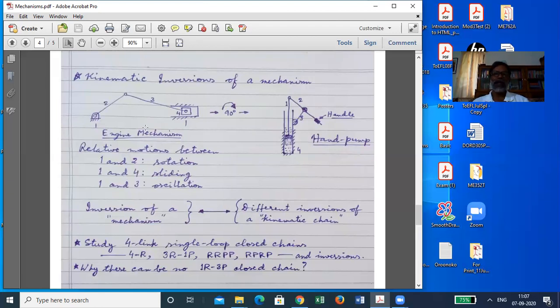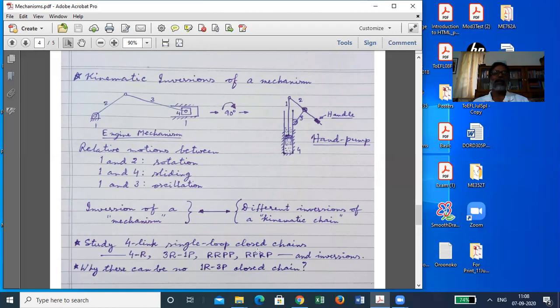This is 3R1P. So 3 revolute pairs and 1 prismatic pair. Okay. So which one you fix, based on that, it will be decided which inversion you are talking about. Then with 2 revolute and 2 prismatic, you can think of RRPP. Interesting inversions are there. Or you can think of RPRP. Here the 2 revolute pairs come successively and 2 prismatic pairs come successively. Here they come alternately.